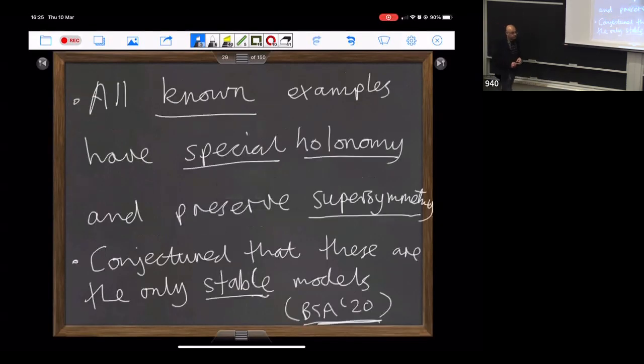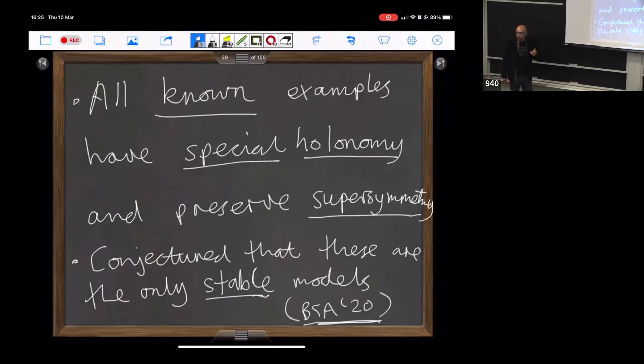Now, constructing such manifolds is actually very hard. Yau won the Fields Medal for proving the Calabi conjecture, which allowed one to prove the existence of the first examples in the 70s. Now, all the known examples of such manifolds actually have what's called special holonomy group.